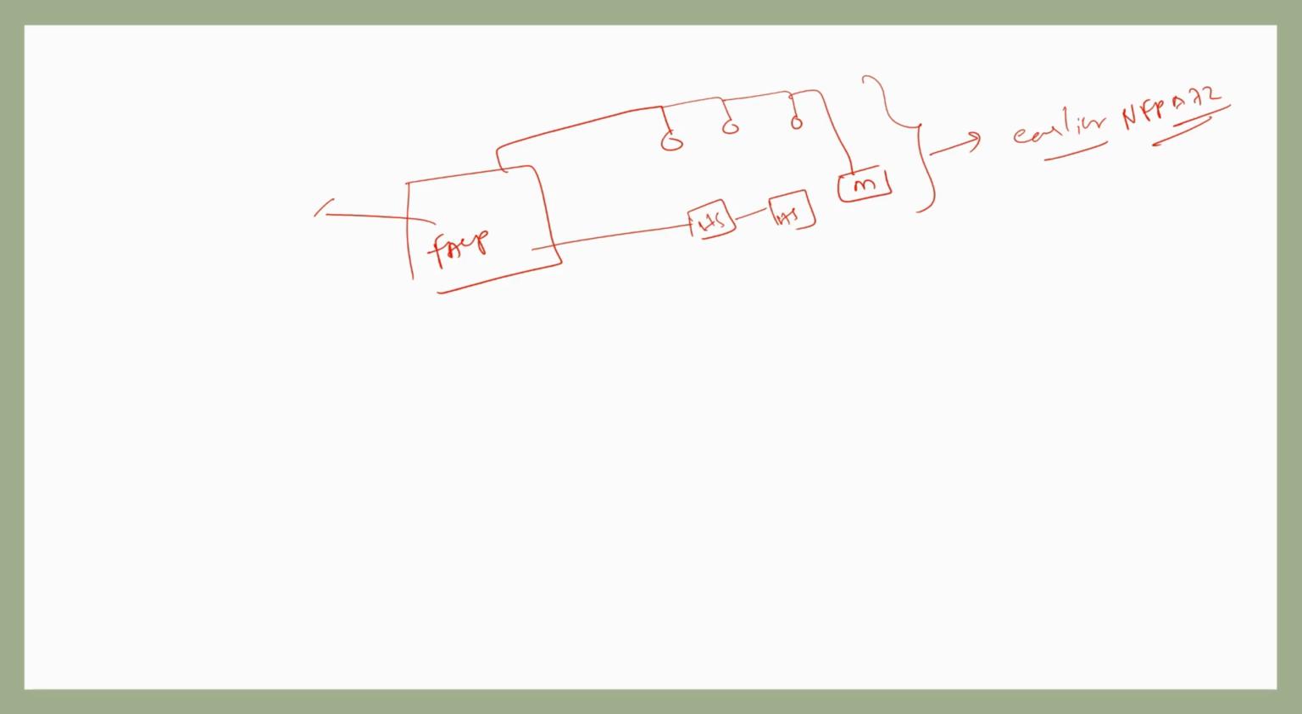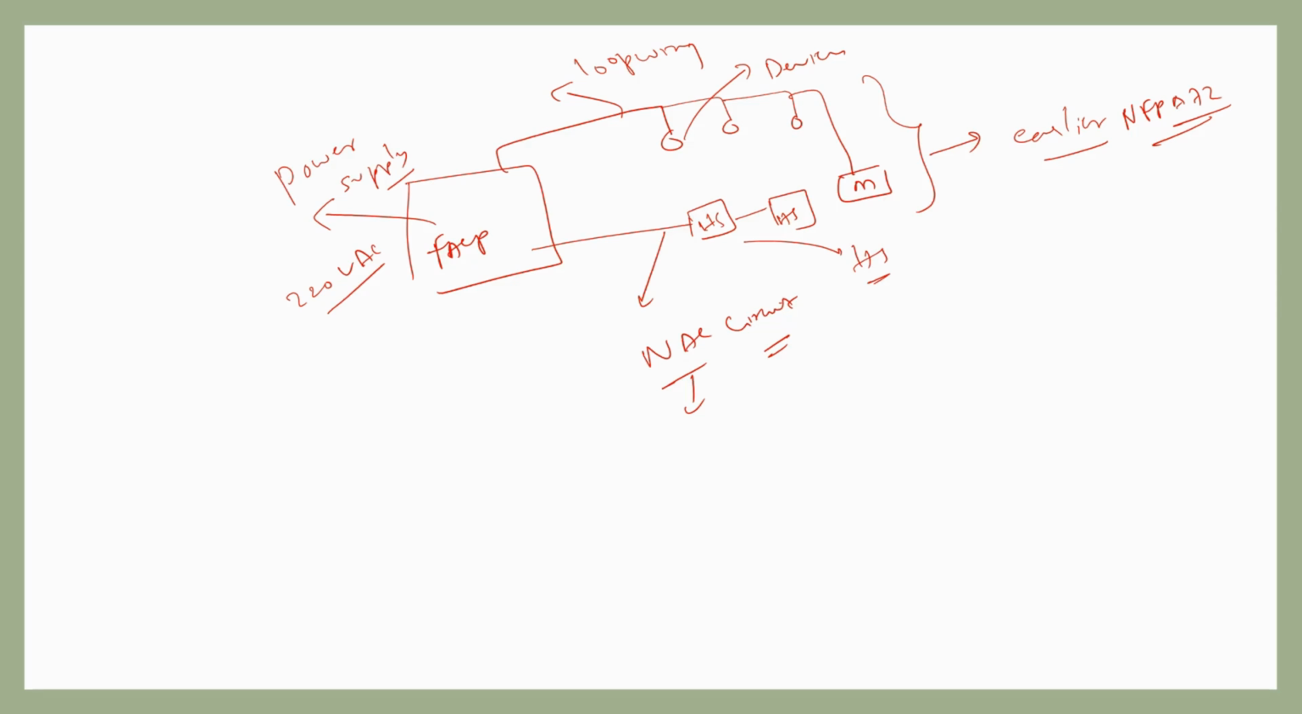This fire alarm control panel will be supplied power from the building, which is basically 220 VAC, and we call this loop wiring. In this, devices are connected, and the horn strobe wiring is called NAC circuits or NAC circuit wiring. NAC means notification appliance circuits, which are connected to the various horns, strobes, speakers, etc.